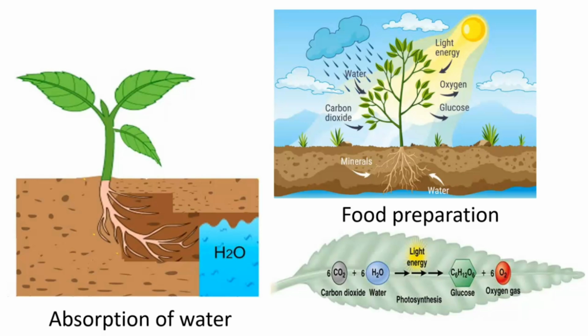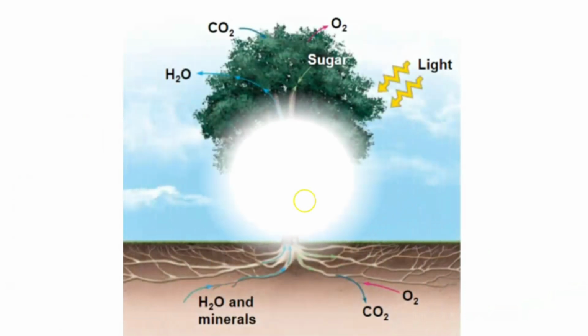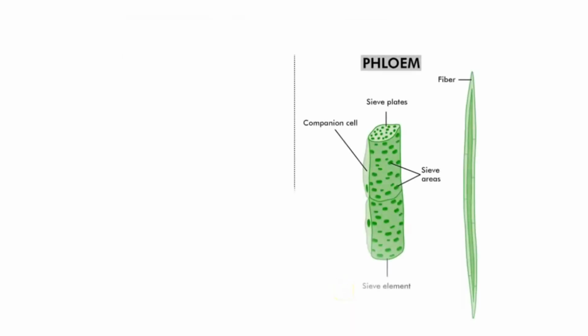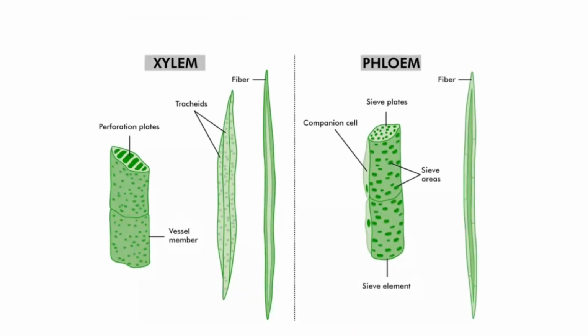Okay, so before we begin to discuss in more detail how the water is transported from the roots to the leaves and the food from leaves to the roots, we first need to gain some understanding of the plant tissues. That is, xylem and phloem, we call them conducting tissues or vascular tissues, or vascular bundles. Xylem helps in the transport of water and minerals from roots to the leaves, and phloem helps in the transport of food materials from leaves to the roots and the places wherever it is required.